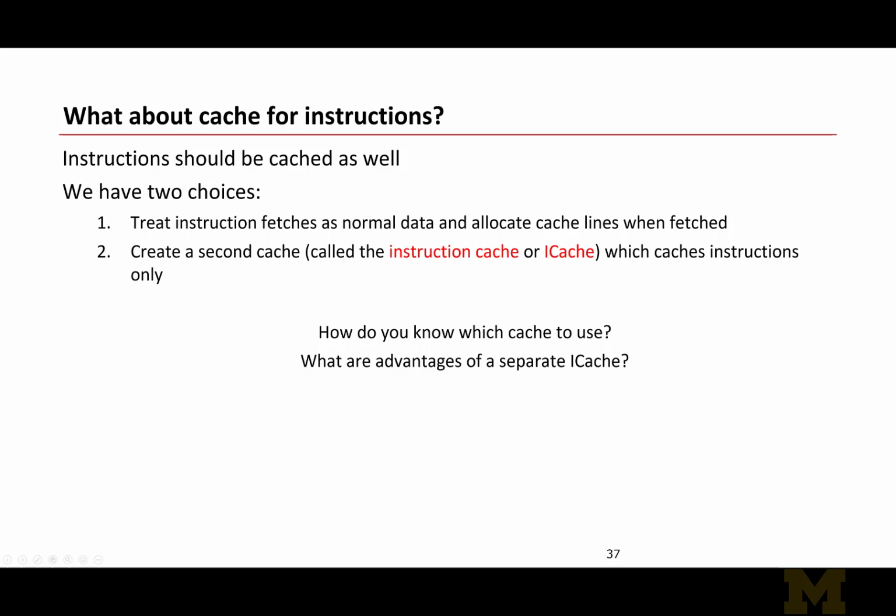So far we've been talking about caching data, but keep in mind that when you execute a program, you need to bring in both instructions of that program as well as its data. So where do you store instructions? Like data, you store instructions in memory as well, and those instructions are also stored as part of the program's address space. So when you execute any instruction, you need to access memory to get its instruction machine code.